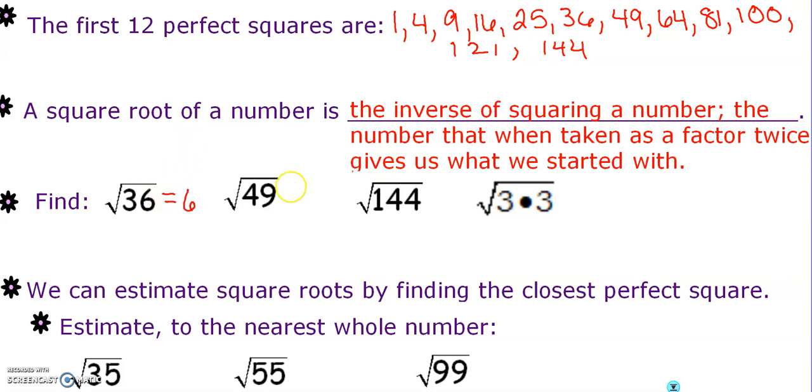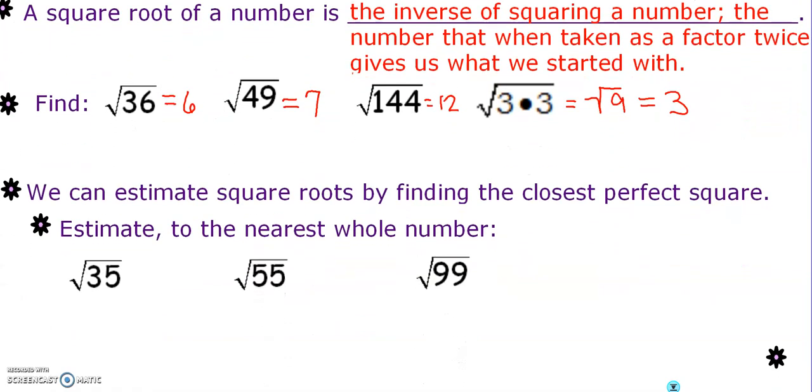6. What's the square root of 49? 7. What's the square root of 144? 12. 3 times 3 is equal to 9, so what's the square root of 9? It's 3. It's important to memorize those first 12 perfect squares because they'll be used quite often.